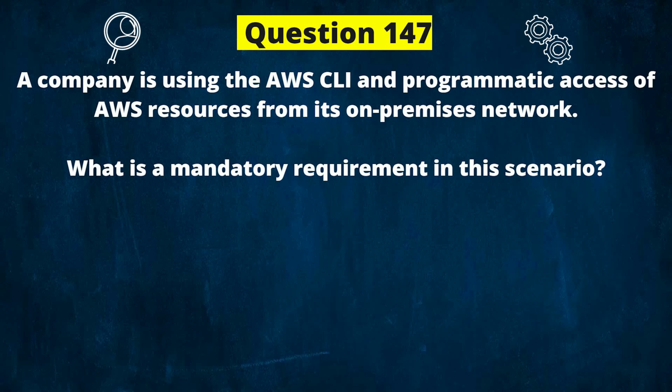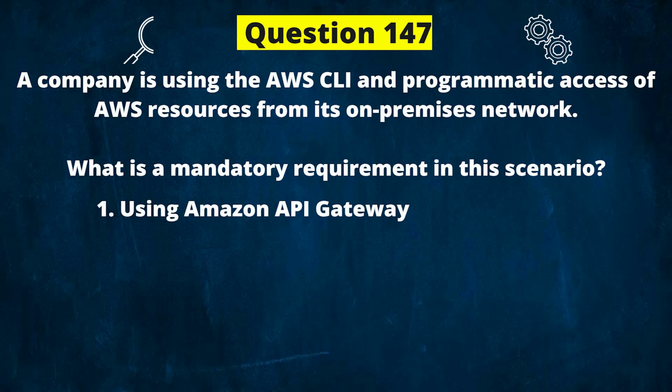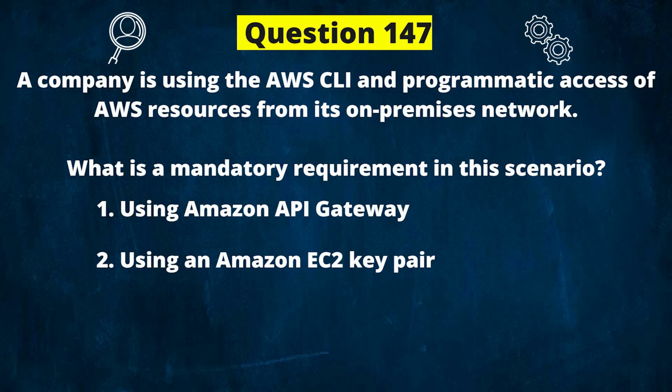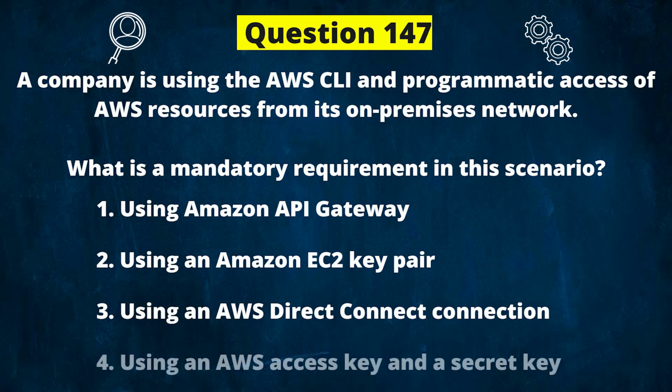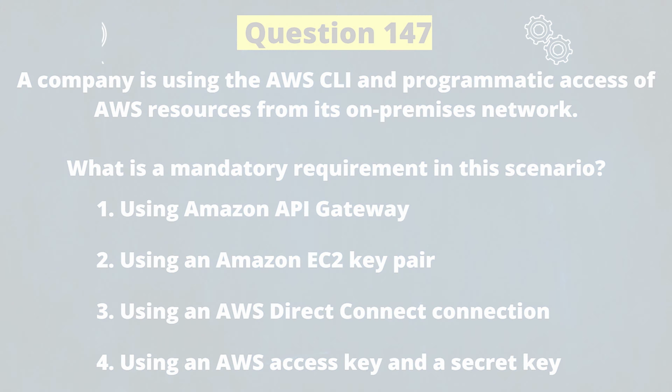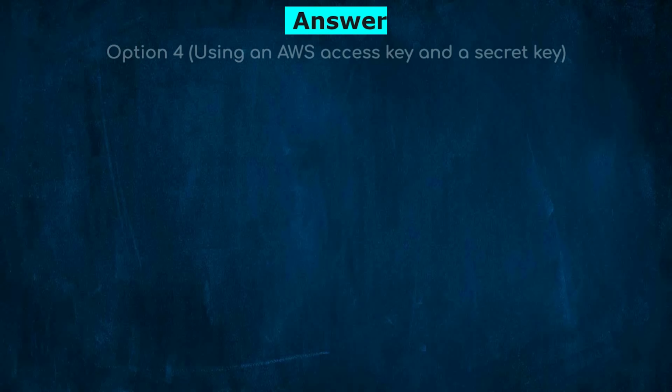Now the options are: Option 1. Using Amazon API Gateway. Option 2. Using an Amazon EC2 key pair. Option 3. Using an AWS Direct Connect connection. Option 4. Using an AWS access key and a secret key. And the correct answer is option 4. Using an AWS access key and a secret key.